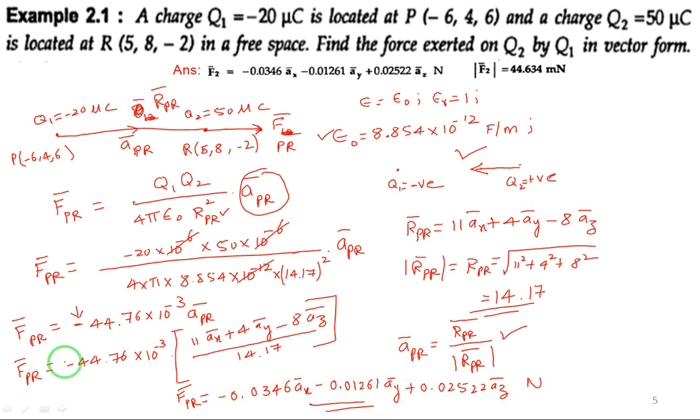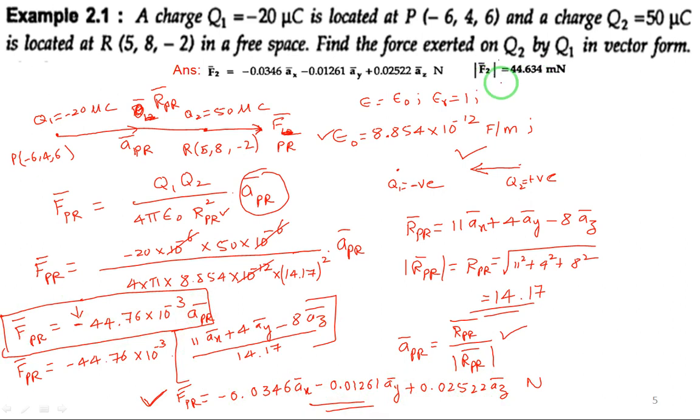So this is the force, right? This is the force exerted by charge Q2 on Q1 in vector form. If it is asked to calculate the magnitude, I already have the equation here. Magnitude means just take the magnitude; AR is indicating the direction. I don't want direction, I just want the magnitude of force, which is 44.76 millinewtons.